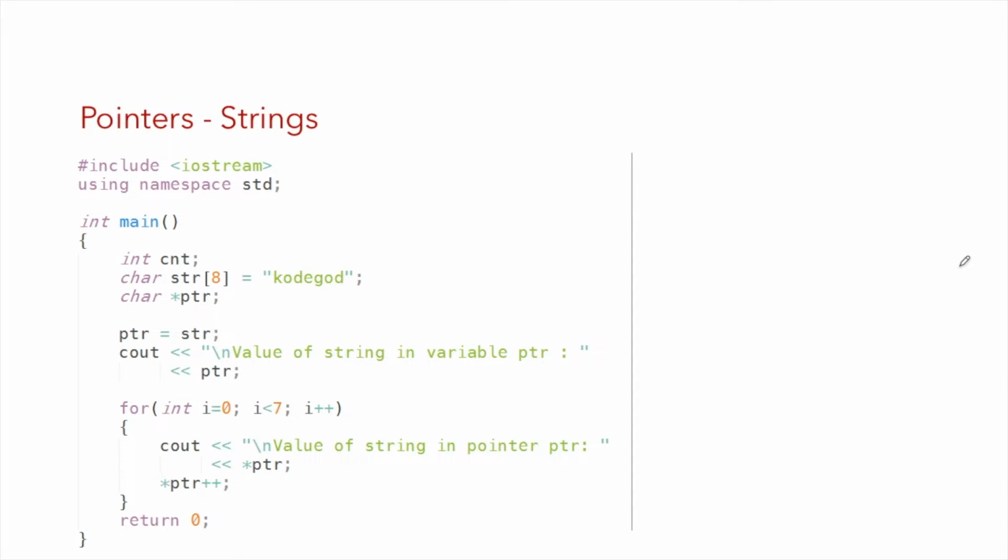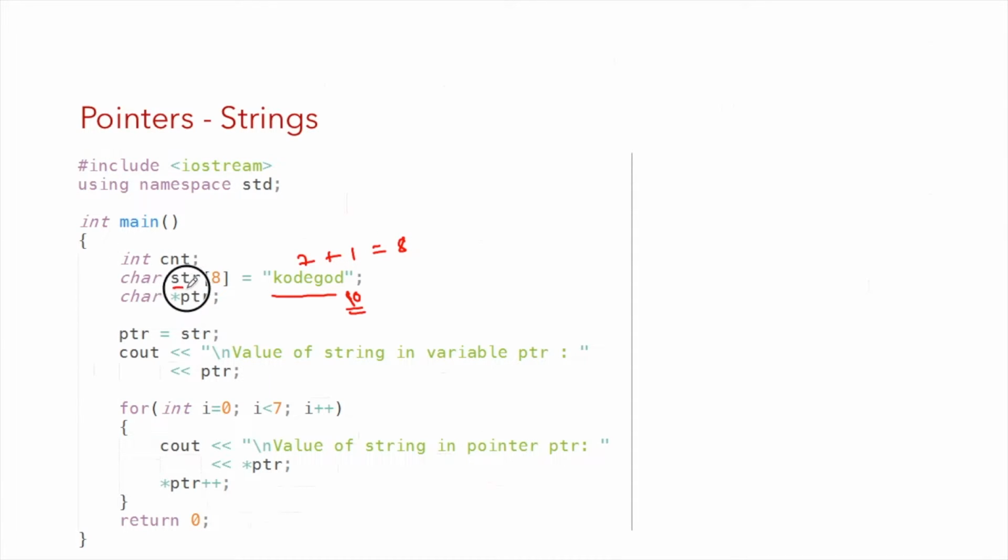Now we are going to touch upon strings. So strings are nothing but your character arrays. So if you check this particular string Kodegod, it is nothing but a character set of 7 characters, and as we know, every string ends with a backslash zero, which basically denotes to the compiler that this is the end of the particular string. So this is nothing but 7 plus 1, that is equal to 8.